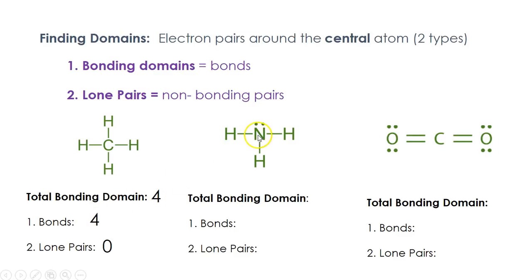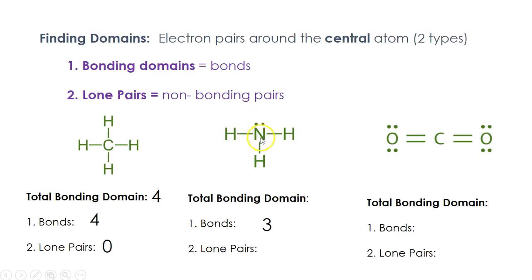If we take a look at this molecule, we're only looking at our central atom. Again, it has a total of 1, 2, 3 bonds. And if you take a look here, these are called our lone pairs because we have pairs of electrons that are not involved in bonding.